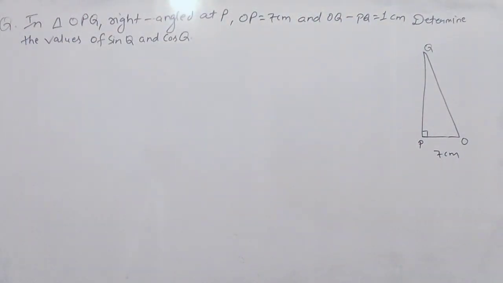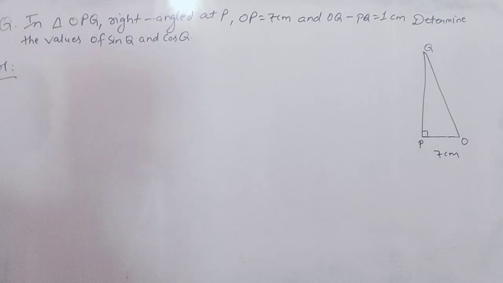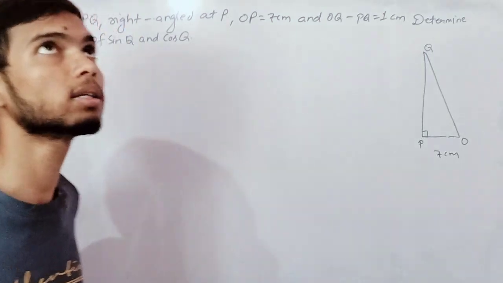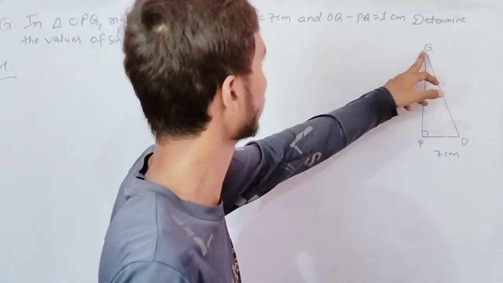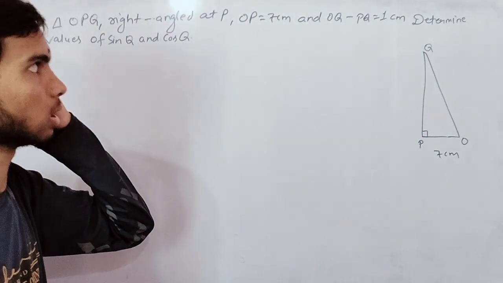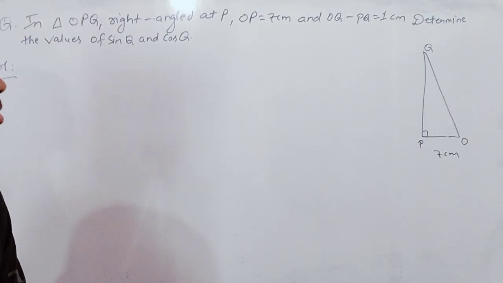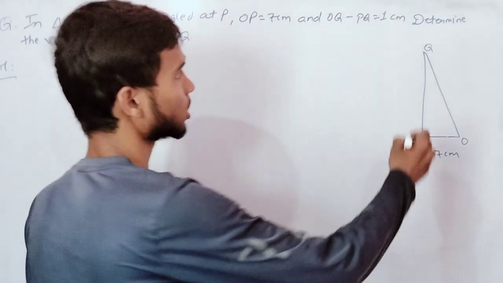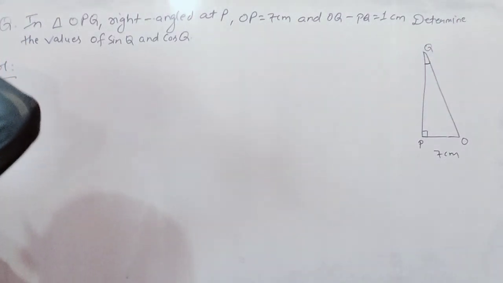This is the complete question. It is saying, in triangle OPQ, the triangle is right angled at P. Here you can see this right angle is at P. OP is 7 centimeters. OQ minus PQ will give you 1 centimeter. Determine the values of sin Q and cos Q.